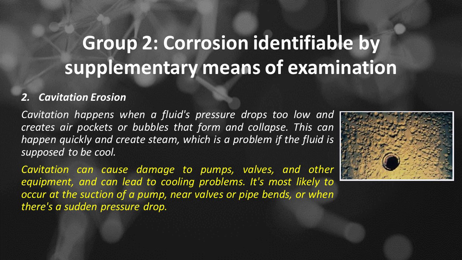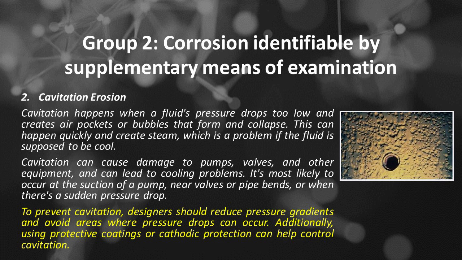It's most likely to occur at the suction of a pump, near valves or pipe bends, or when there's a sudden pressure drop. To prevent cavitation, designers should reduce pressure gradients and avoid areas where pressure drops can occur. Additionally, using protective coatings or cathodic protection can help control cavitation.